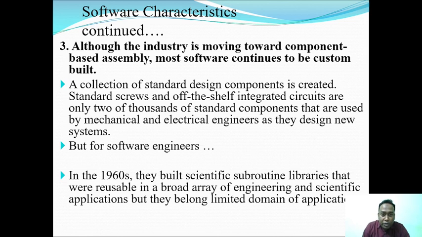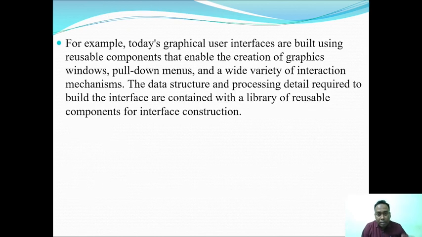The industry is also moving toward component-based assembly, though most software continues to be custom built. In the 1960s, scientific subroutine libraries were built that were usable in a broad array of engineering and scientific applications, but they belonged to a limited domain of application. Now, in today's scenario, for example, graphical user interfaces are built using reusable components that enable the creation of graphics windows and pull-down menus. The data structures and processing details required to build the interface are contained in a library of reusable components for interface construction.